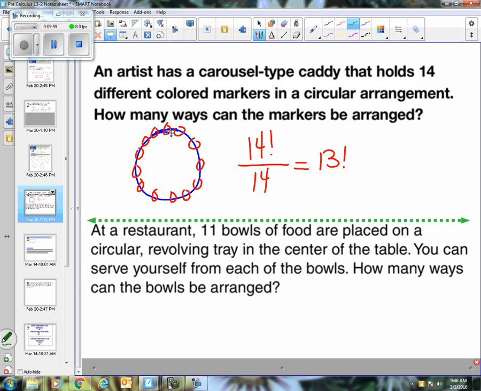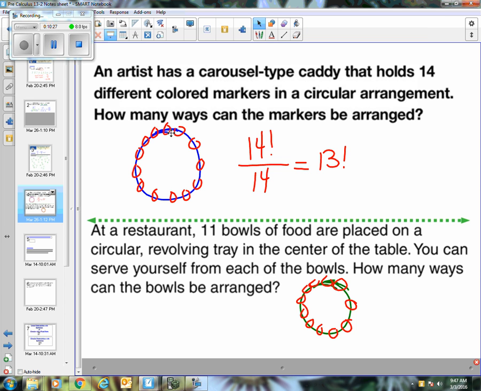Second one, a restaurant has 11 bowls on one of those circular revolving trays in the center. Some people call them like the lazy Susan, right? It rotates around. You can serve yourself from each of the bowls by just spinning that little circular tray around in the middle. How many different ways can the bowls be arranged? Well, again, they're arranged on a circle shape, no beginning, no end. We have these 11 bowls going around.